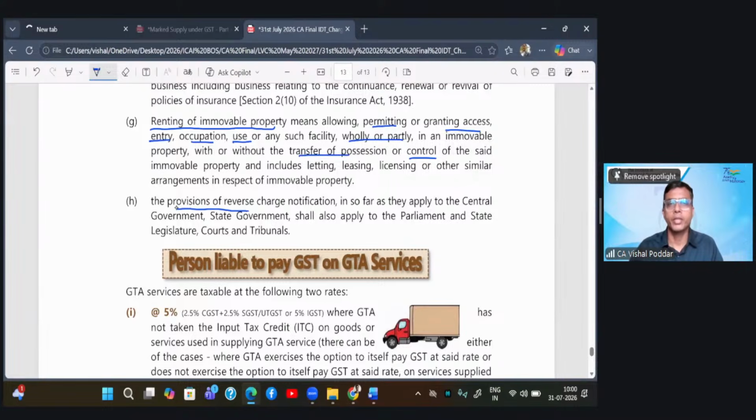And then the last clarification is that the provisions of this reverse charge mechanism, insofar as they apply to the central government and state government, shall also apply to Parliament, state legislature, courts, and tribunals. So wherever we have seen that RCM applies only where the supplier is a government, it means they are also covering Parliament and state legislature. So wherever the word government is used, you have to assume it covers Parliament, state legislatures, and even courts and tribunals.